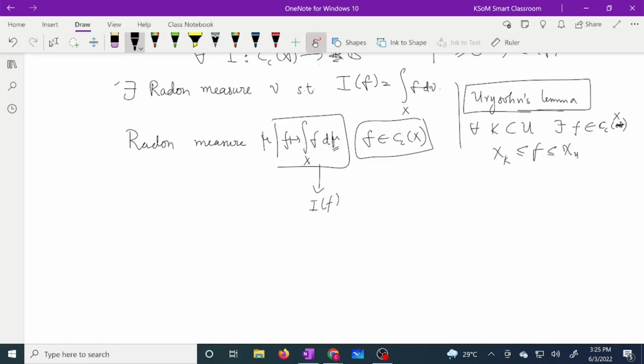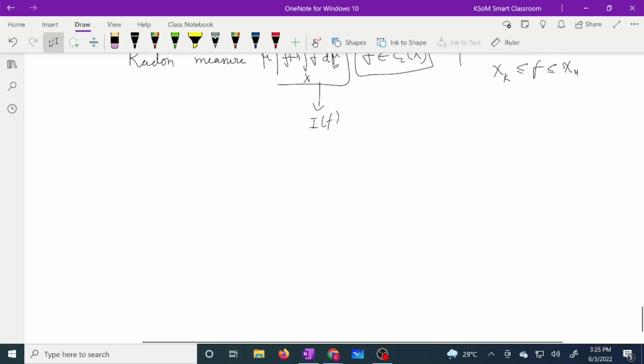Now the proof of uniqueness: how many of you know Fubini's theorem? What does that say? What does Fubini's theorem say?